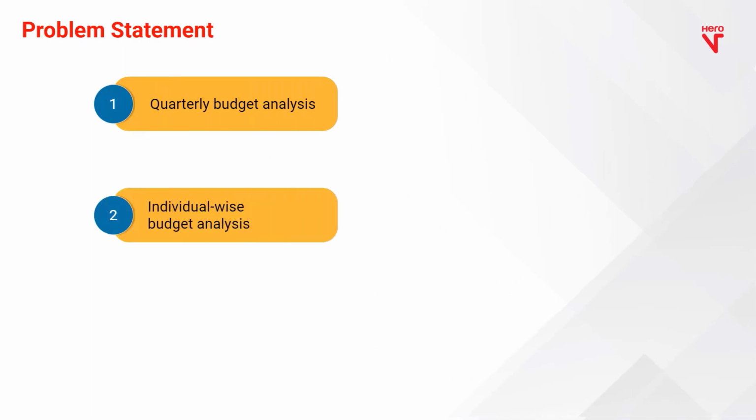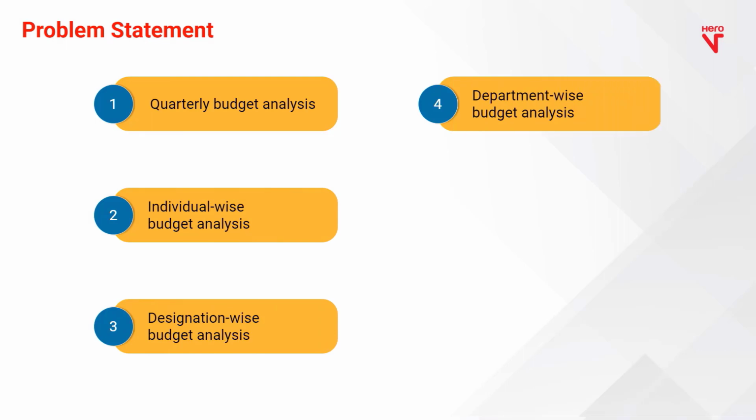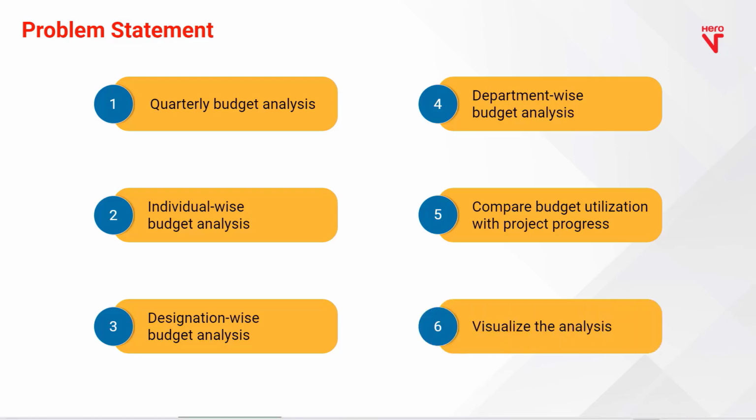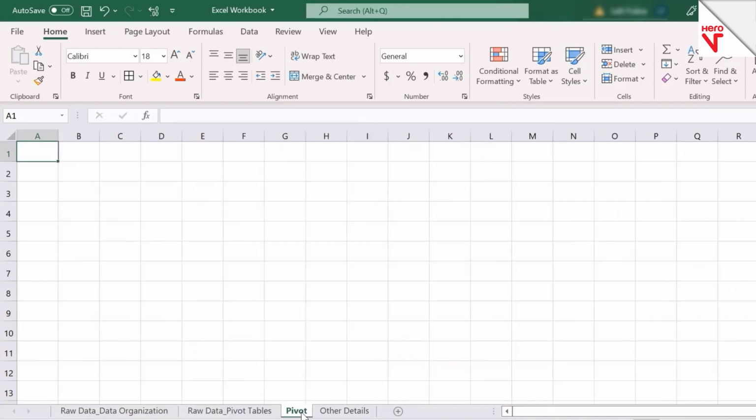So our agenda is to perform analysis on quarterly budget, perform individual-wise budget analysis, designation-wise budget analysis, department-wise budget analysis, compare budget utilization with progress on projects front, and finally visualize the analysis mentioned above. In order to do that, we are going to rely on pivot functions. And for the sake of simplicity, we are going to insert the pivot function in our new worksheet.